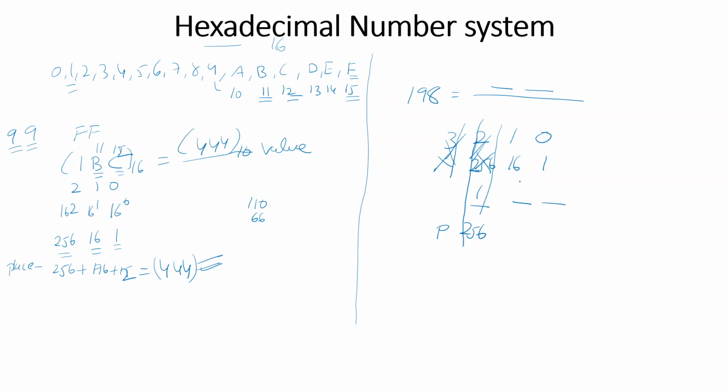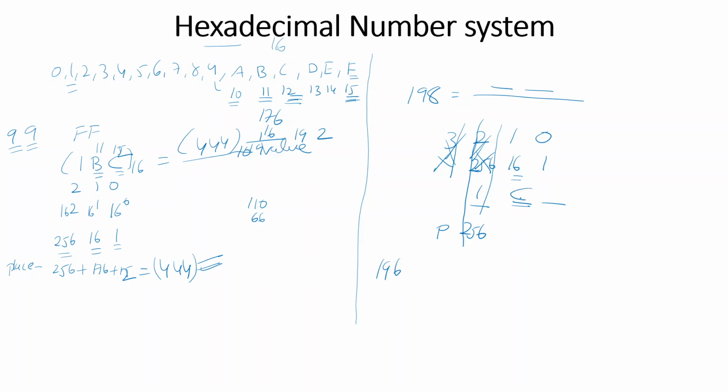Now the question is, the face value here is 16. We need 198. The maximum number I can write is F, 15. So we have to check what number to write in this place. 16 times 10 is 160, 16 times 11 is 176, 16 times 12 is 192. Okay, that is perfect, because 192 is less than 198. So I can write 16 into 12, that is C.